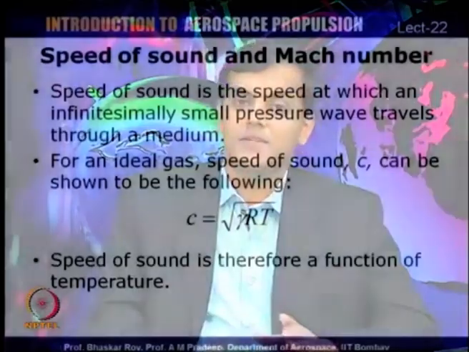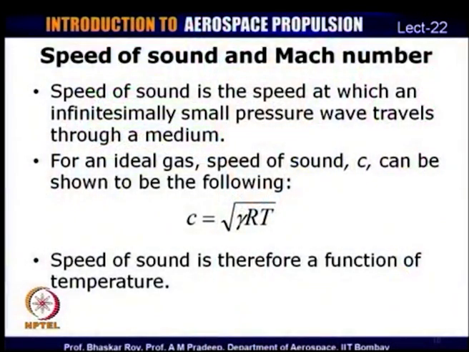So, what we shall discuss now is a different aspect related to compressible flows. We will be defining what is known as the Mach number. So, before we define that, we need to define what is meant by speed of sound. So, speed of sound is basically by definition the speed at which an infinitesimally small pressure wave travels through a medium, because sound is basically a small pressure wave. So, the speed at which the infinitesimally small pressure wave travels through a medium is basically the speed of sound.